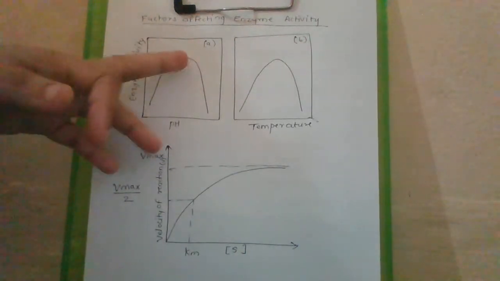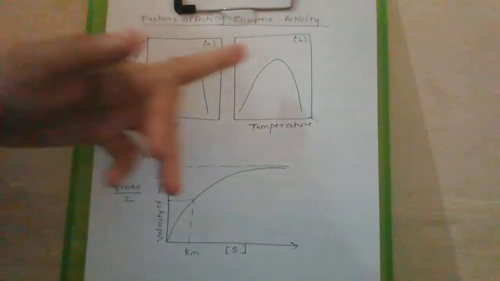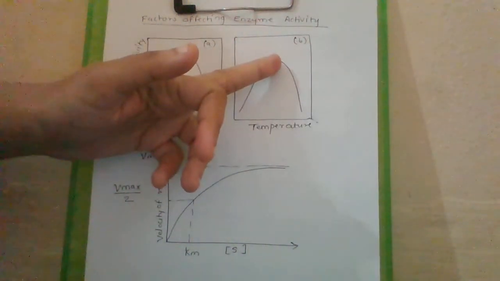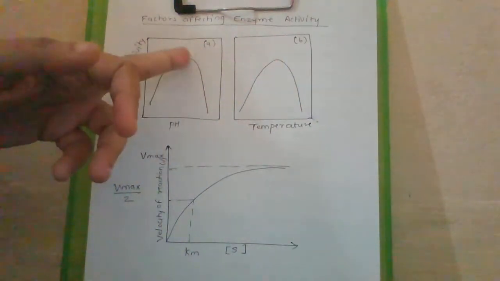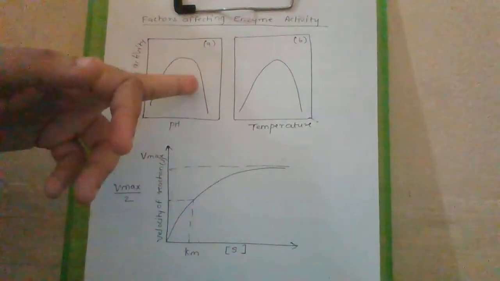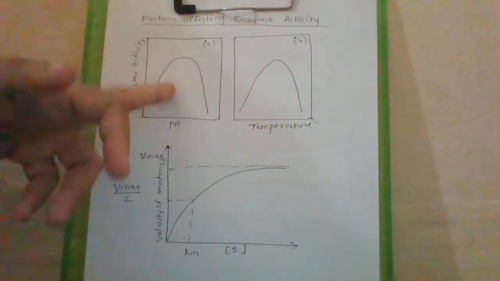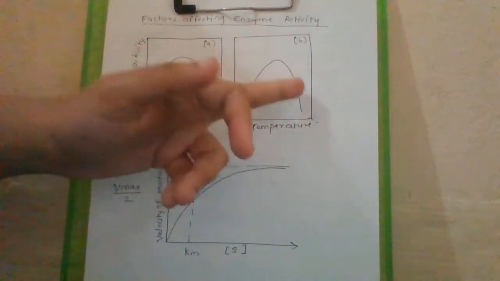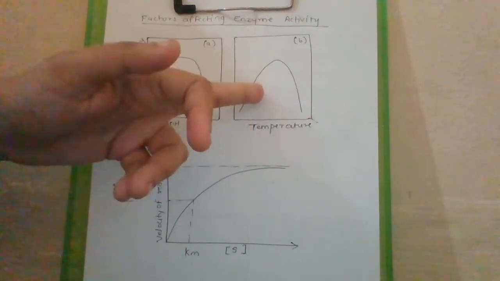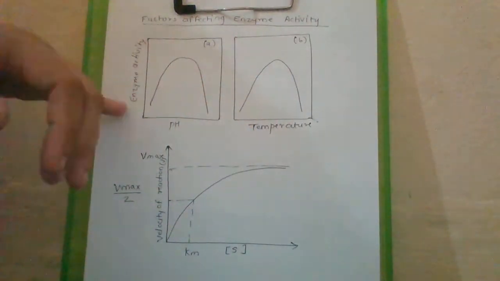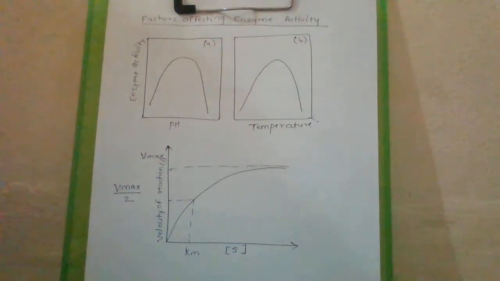See here, the curve is maximum at a certain point. Before that and after that, it is decreasing. The curve is showing a decrement in the enzyme activity. So enzymes generally function in a narrow range of temperature and pH.